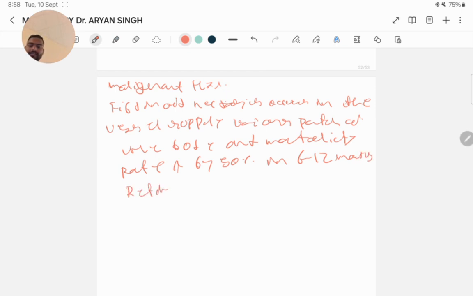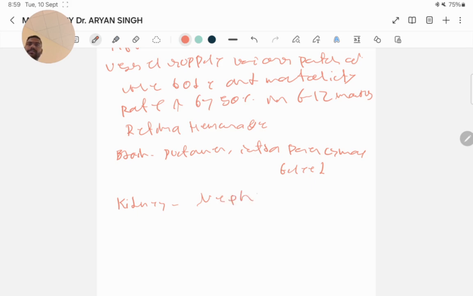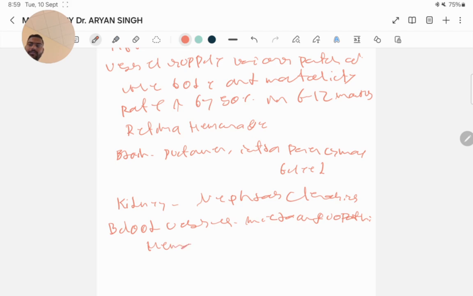Retinal hemorrhage, brain putamen intraparenchymal bleed, in kidney nephrosclerosis, and in blood vessel microangiopathic hemolytic anemia.